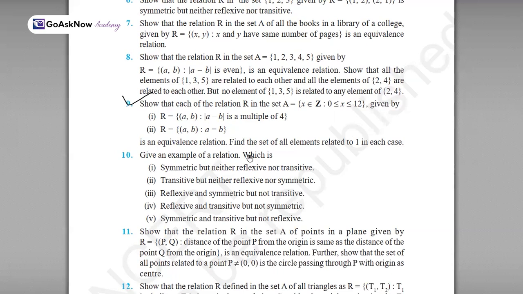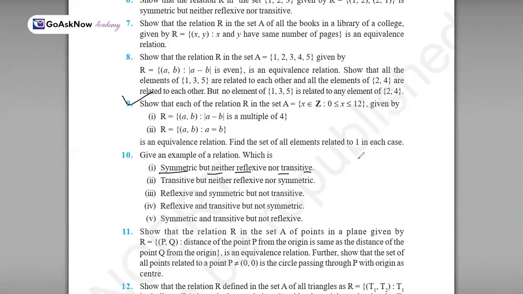Reflexive and symmetric but not transitive. Reflexive and transitive but not symmetric. Symmetric and transitive but not reflexive. So you can cite some examples of relations that are symmetric but neither reflexive nor transitive. So I will tell you one part. You can further do the other parts. Okay. So I have to show one relation that is symmetric but neither reflexive nor transitive.